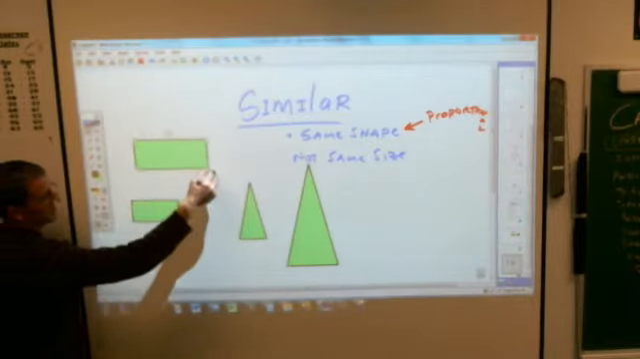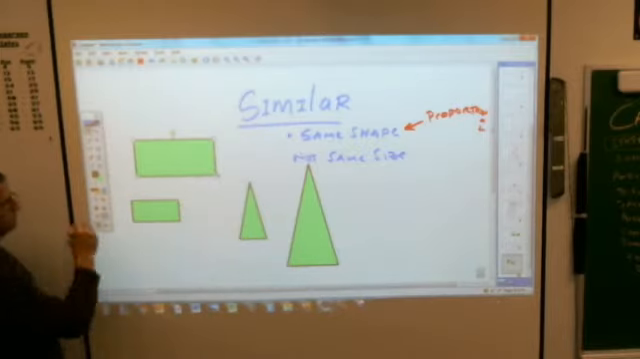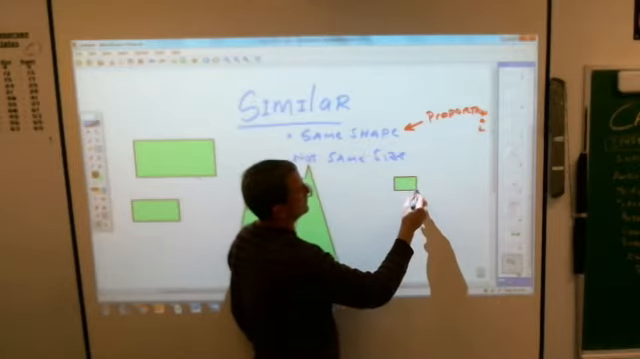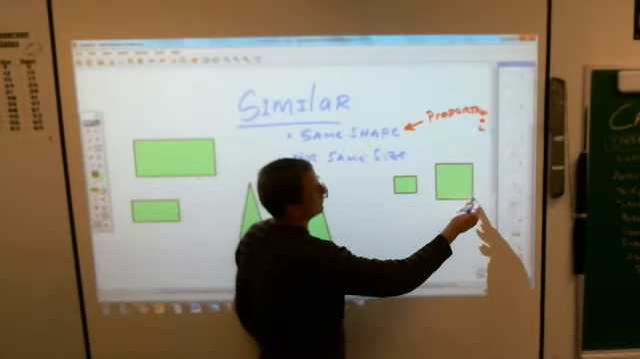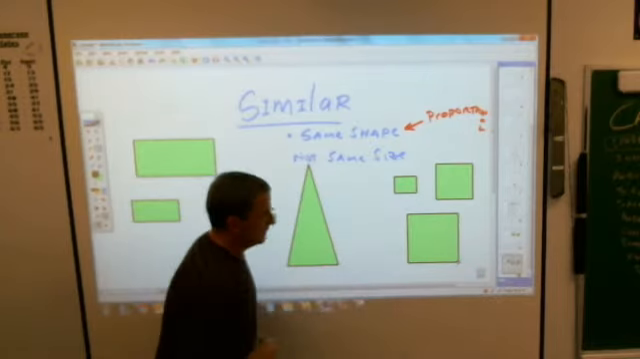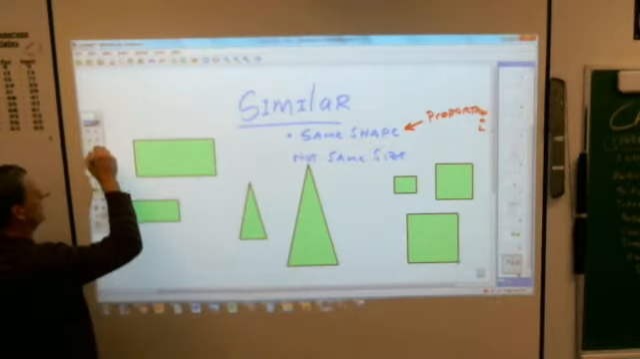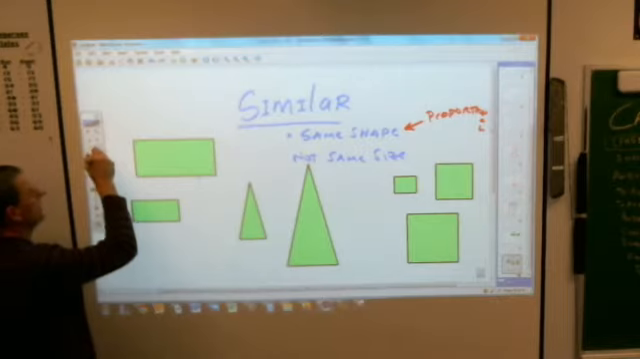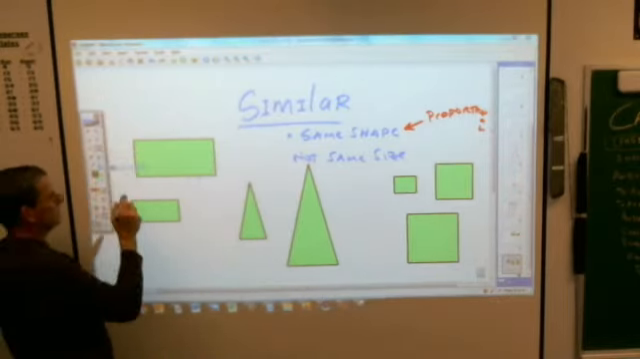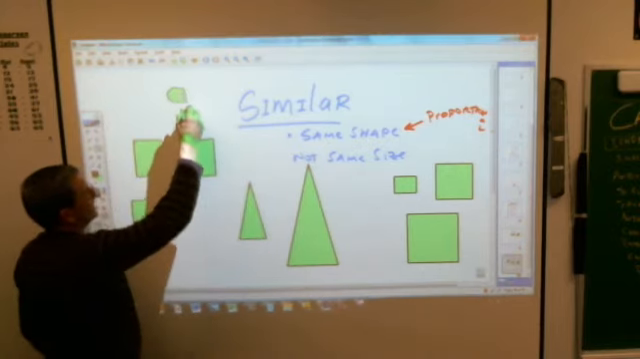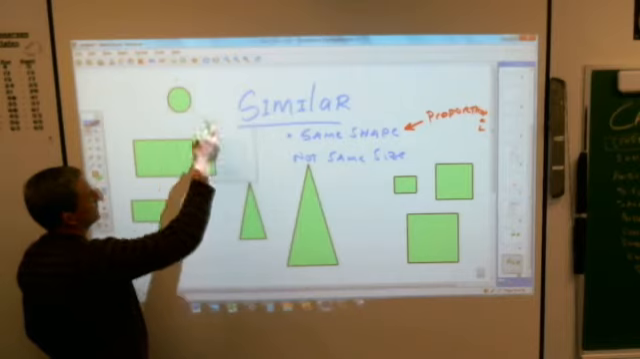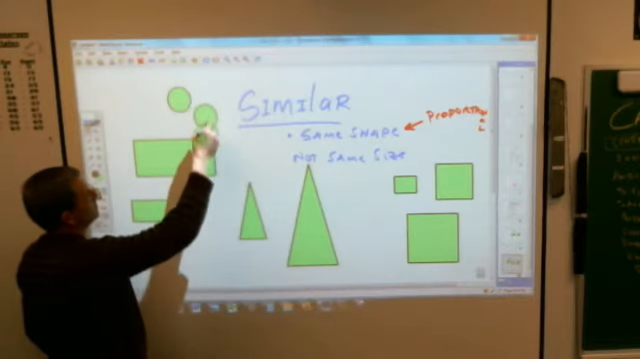Now, some things that are always similar: all squares would be similar, because there's no way they would not grow at the same rate, because all their sides are equal. In addition to that, guess what else is always similar? Somebody say it out there? Circles. Circles are always similar too. There's no way that you can grow a circle that doesn't make another circle that's just like it. And that's why balloons.